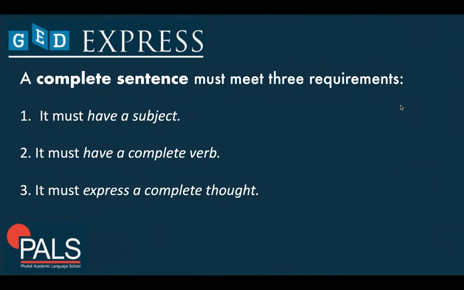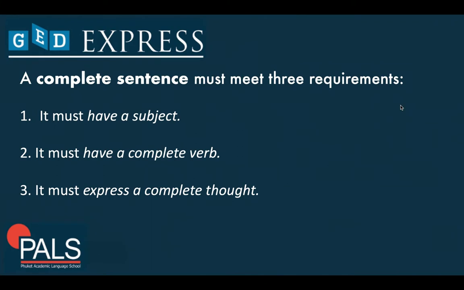If it doesn't have a subject, it's not a complete sentence. If it doesn't have a complete verb, it's not a complete sentence. Or if it has both a subject and a verb, but it doesn't express a complete thought, as we talked about with dependent clauses, then it's not a sentence.